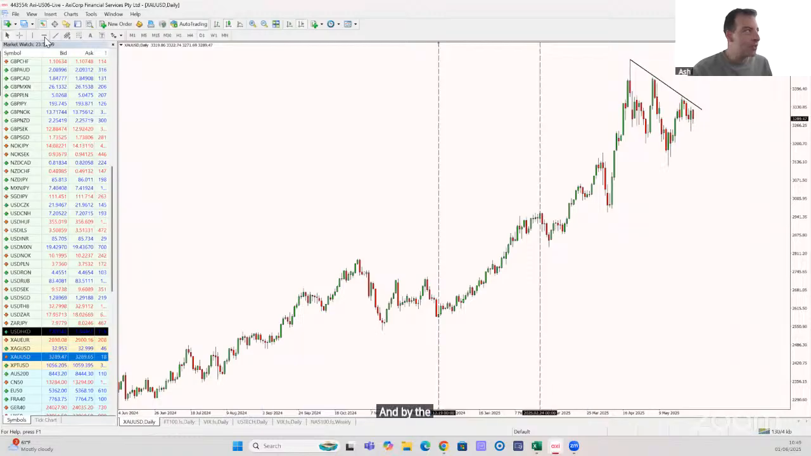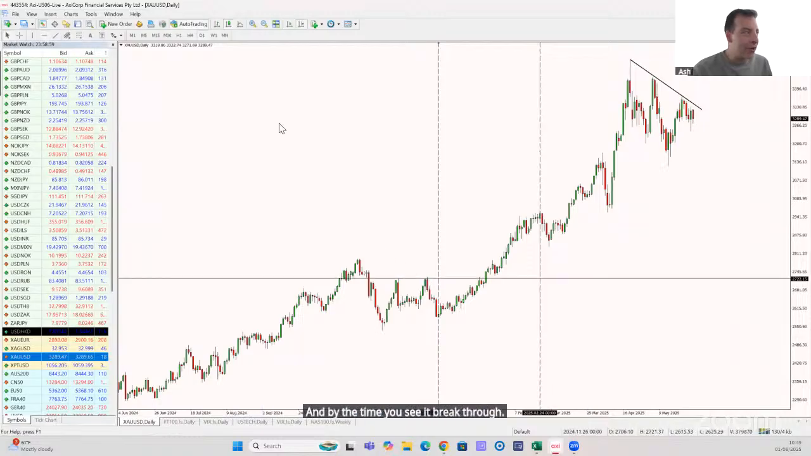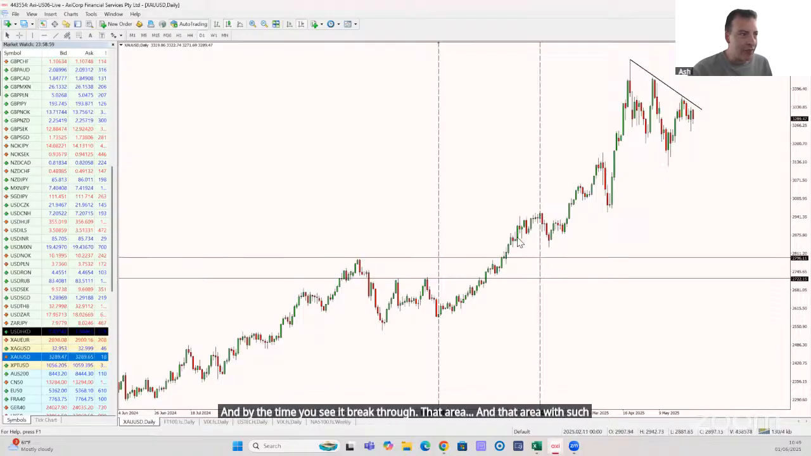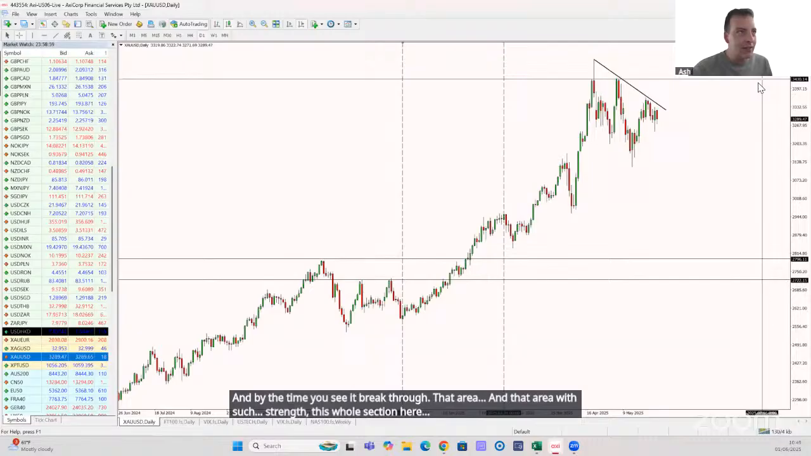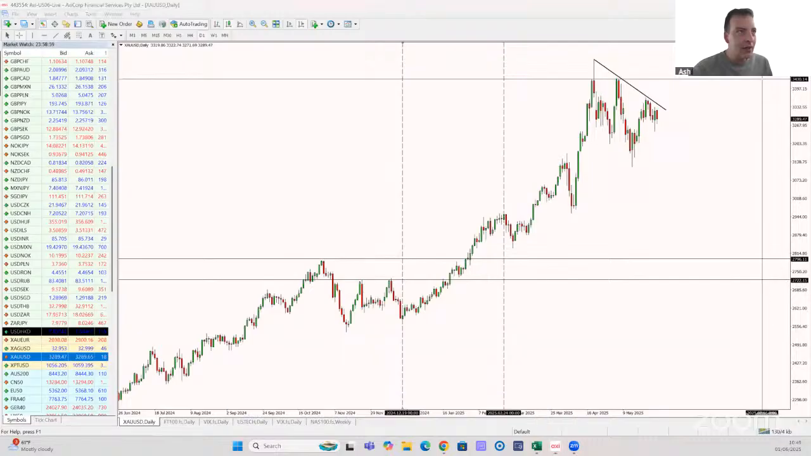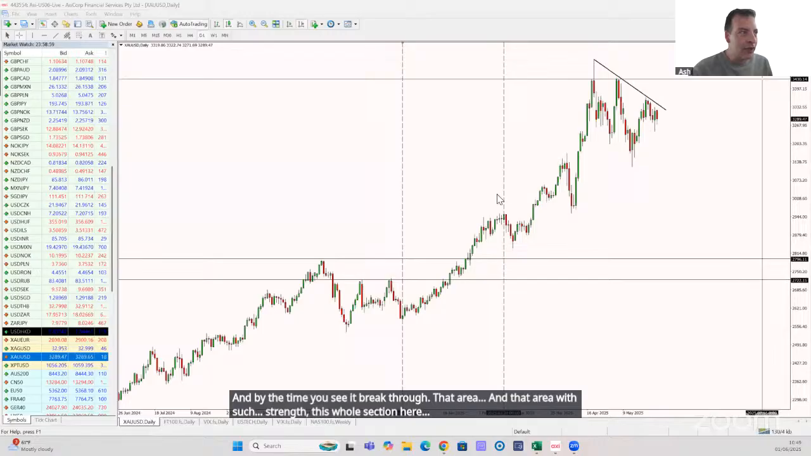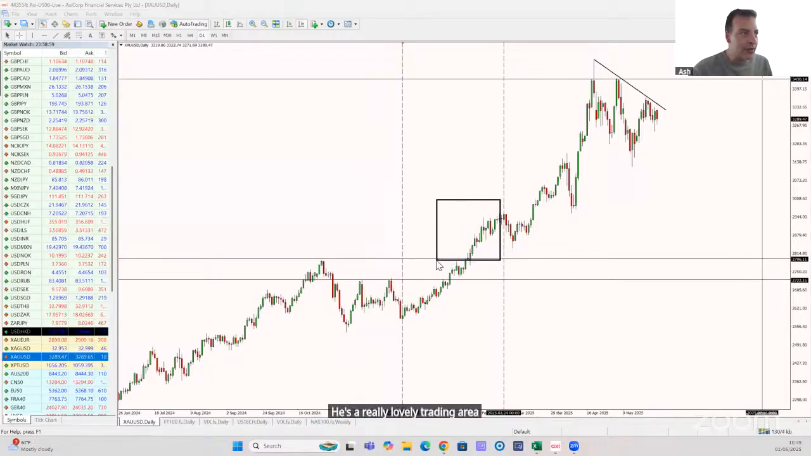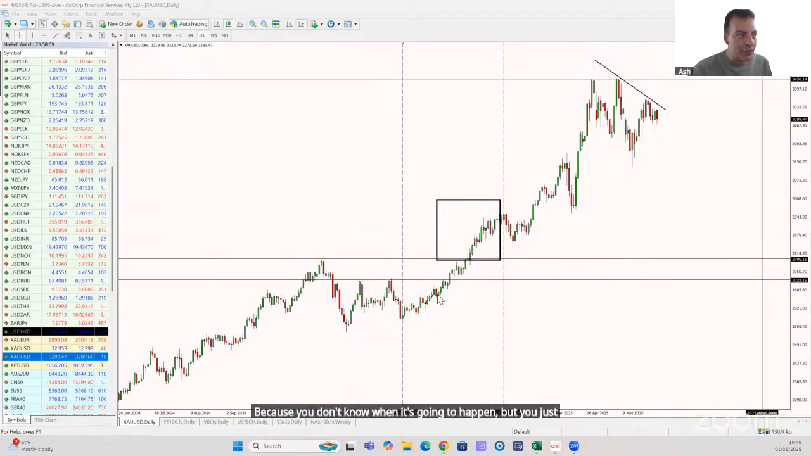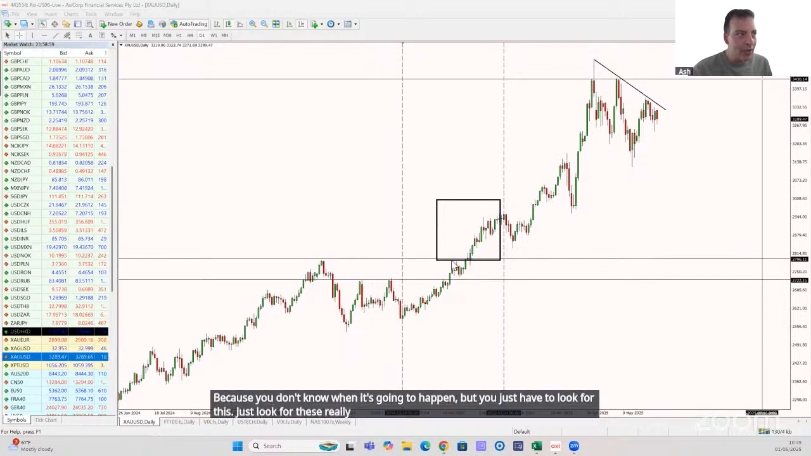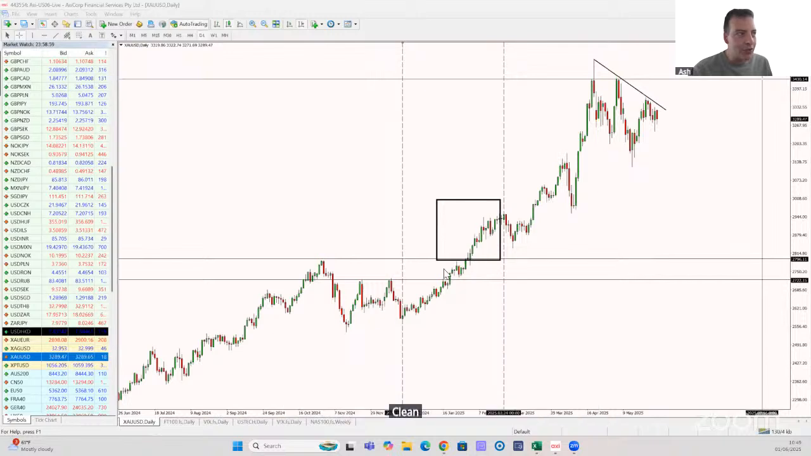And by the time you see it break through that area and that area with such strength, this whole section here is a really lovely trading area. This little section here, lovely trading area there. Because you don't know when it's going to happen, but you just have to look for this. Just look for these really nice clean moves to the upside. As soon as you see that happening, you can start day trading.